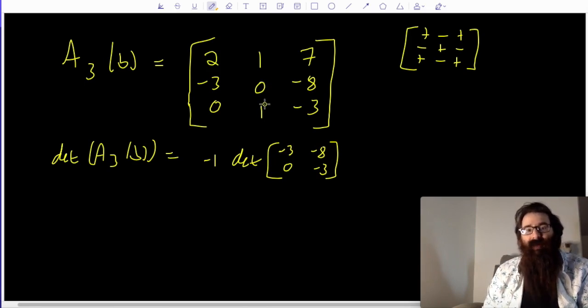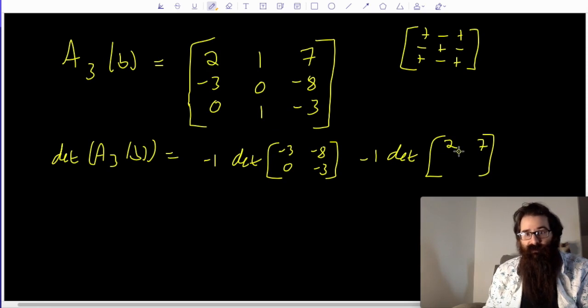And I'm going to go to this last entry, which is this 1. I have to flip its sign because of that checkerboard pattern. So minus 1 times the determinant of the 2 by 2 matrix that I get when I remove that entry's row and column. So that's 2, 7, negative 3, negative 8.